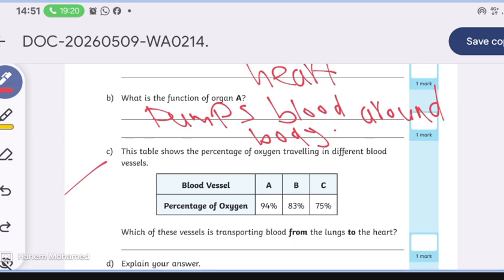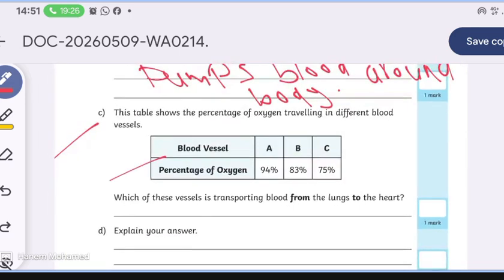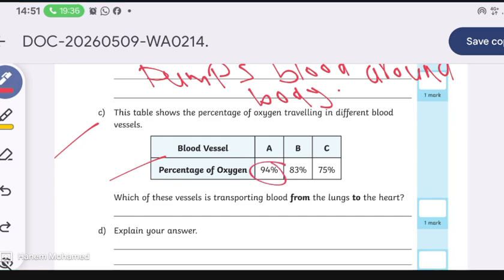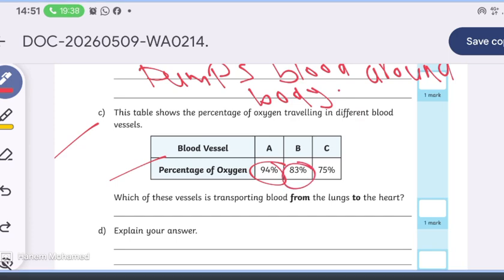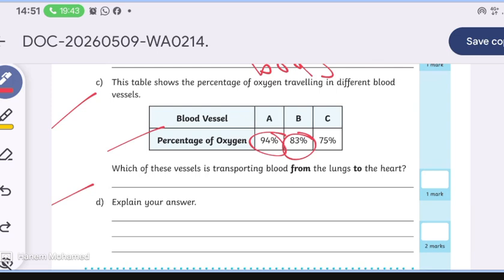So Jaida, this table shows the percentage of oxygen traveling in different blood vessels. We have different blood vessels, A, B, C. The percentage of the oxygen in A, 94%. In letter B, it's 83%. In letter C, it's 75%. So which of these vessels is transporting blood from the lungs to the heart? Do you think A, B, or C?